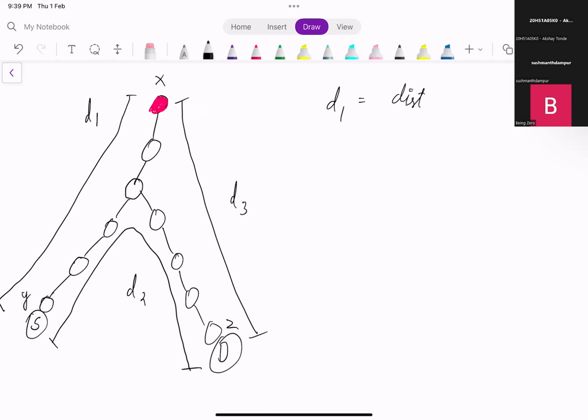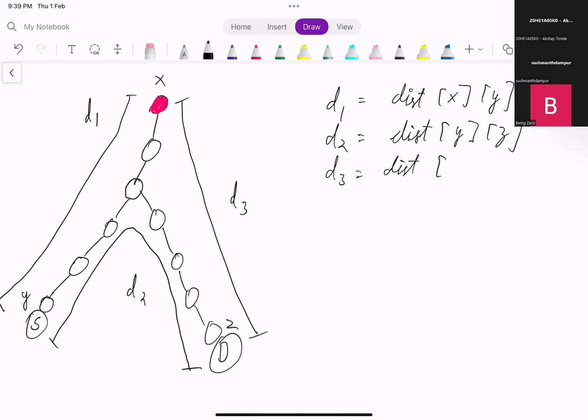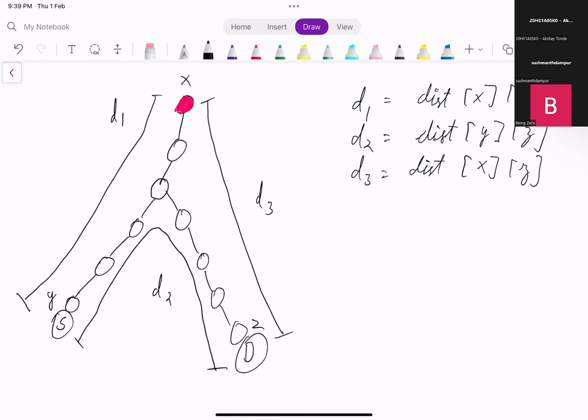Let's say distance of x, y, and z are the nodes. Then d1 is the distance of x to y, d2 is the distance of y to z, and d3 is the distance of x to z. These are the three things, let's say. Now let's calculate the travel time.